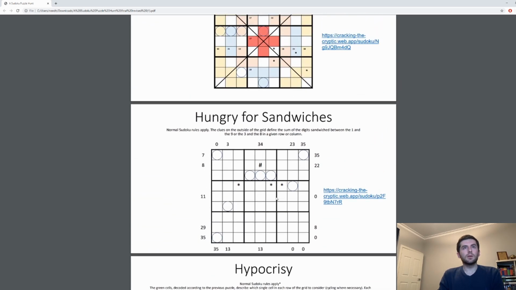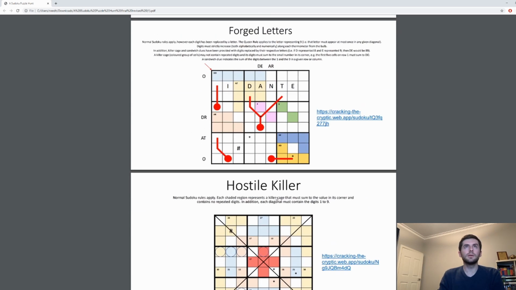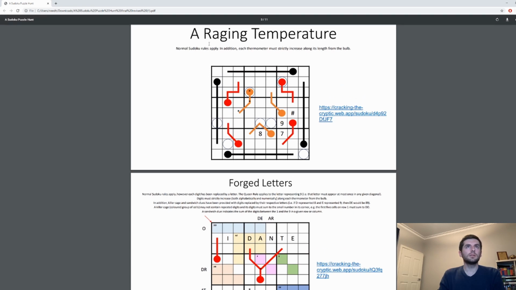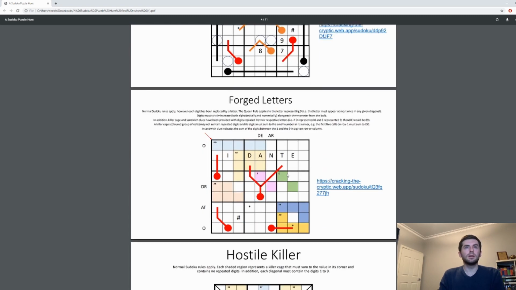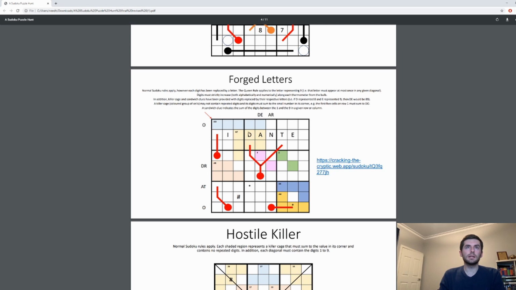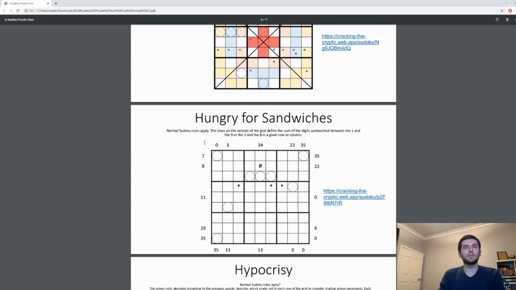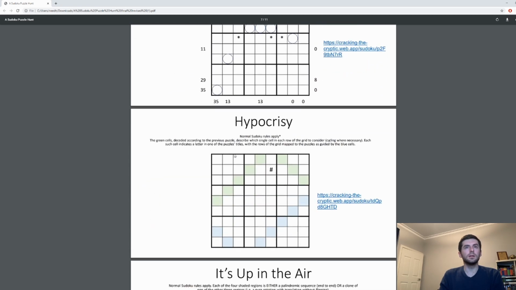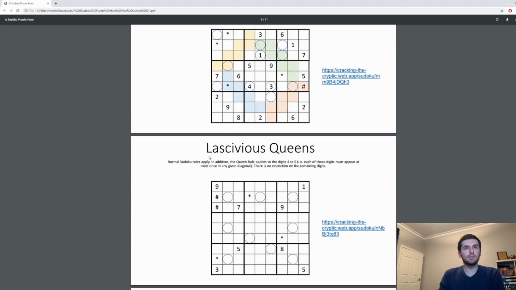The next thing that I would do if I was attempting to try and brute force this set of puzzles is I would probably find one of the Sudokus which has the most givens. So as you can see here, A Raging Temperature is a thermometer variant with only 3 given digits. This Forged Letters one, which we've already excluded, has 6 given digits. This Hostile Killer has 0. Hungry for Sandwiches, once again, 0. Hypocrisy, 0. It's Up in the Air has 18 given digits.